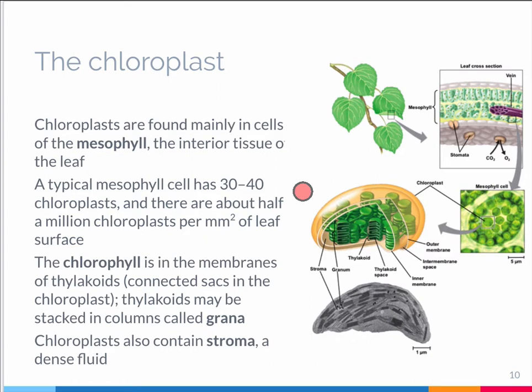And the structure of a chloroplast is very important because we're going to learn that different parts of photosynthesis occur in different places. And so you'll need to be familiar with the architecture of the chloroplast. So where are chloroplasts exactly?